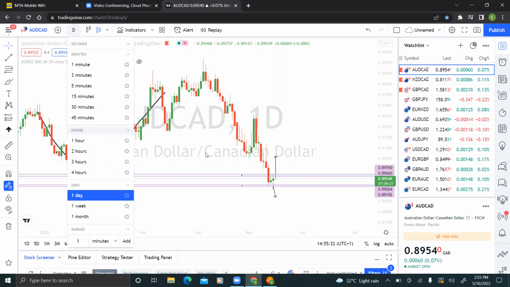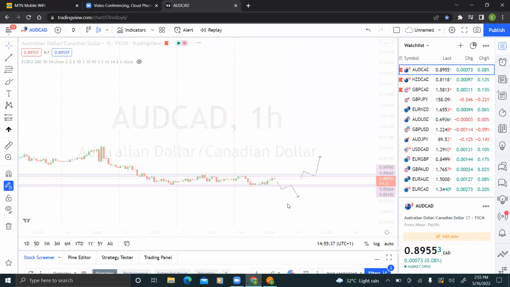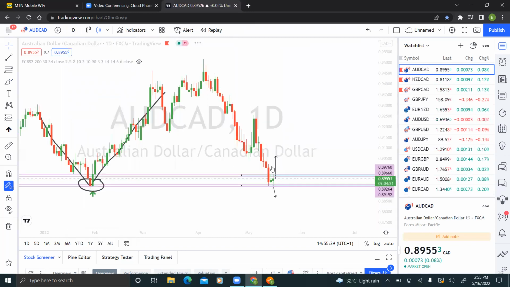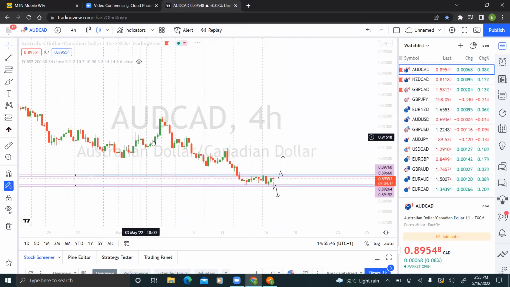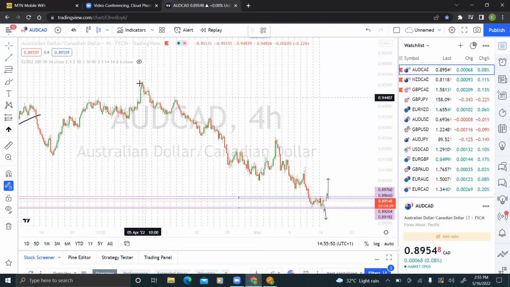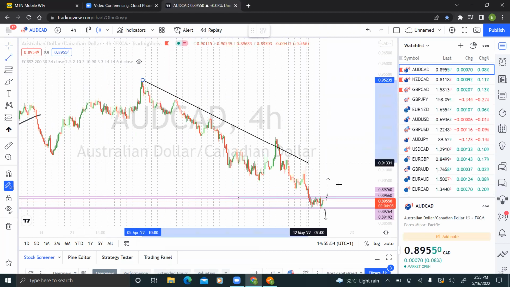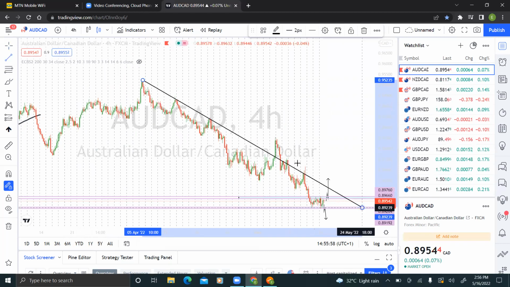I go straight to the 1 hour time frame. Meanwhile, I've checked on the daily time frame and I've observed that there is a reversal zone at this area. I would go down to the 4 hours time frame to see if the market is on a downtrend. And ladies and gentlemen, as you can see, this is clearly a downtrend market. You see how price has been going down for a couple of weeks now, on a downtrend momentum.